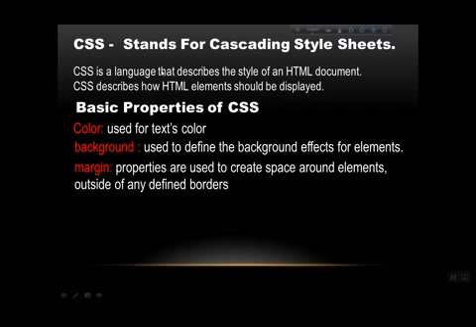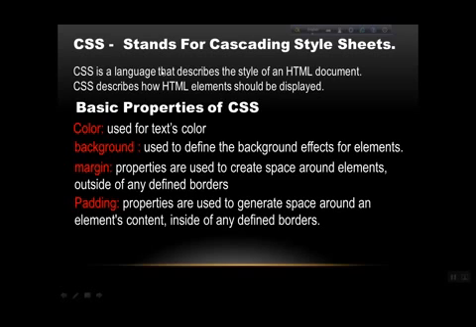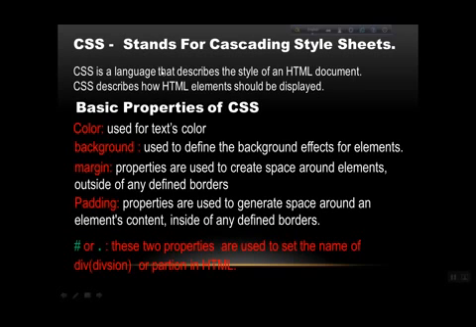Margin properties are used to create space around elements, outside of any defined borders. When we create a particular area or partition and want extra space on the left, right, top or bottom, then we use the margin property. Padding property. Margin and padding are almost the same. The only difference is that the margin property provides space outside the area, and padding provides space inside the area. Hash and dot. These two are used in CSS to select the name of a partition. When you use hash, it refers to an ID in HTML, and dot refers to a class. You will understand these two things when we write practical CSS and HTML pages.